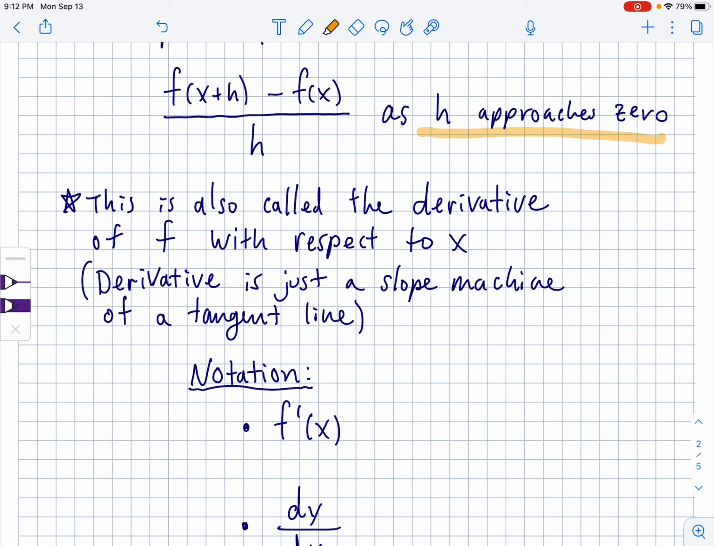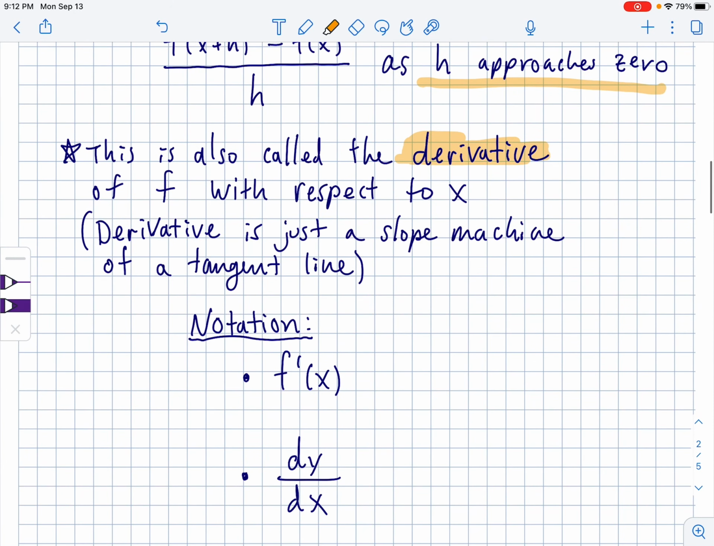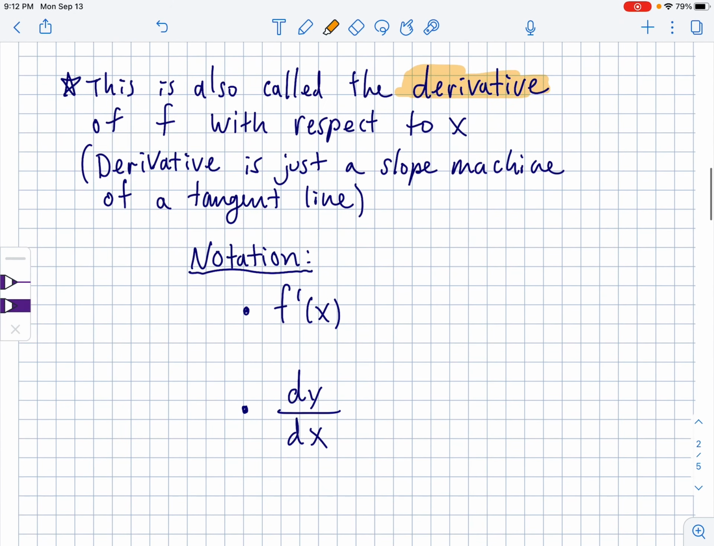Now, what we're doing with all this is actually finding a derivative. So this is called the derivative of f with respect to x. So, little notation for you. Well, first of all, I'm using that word derivative, but really what you need to think of it as is a slope machine. You'll hear me use this word a lot in class. A derivative is just a function that helps you find slopes of tangent lines. Derivatives are all about tangent lines.